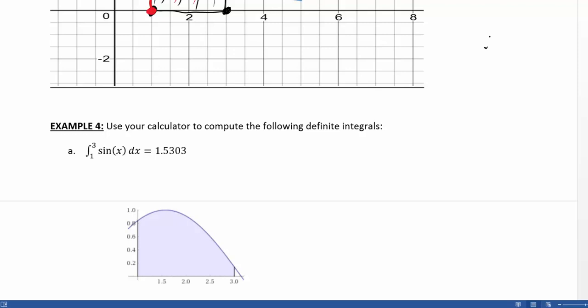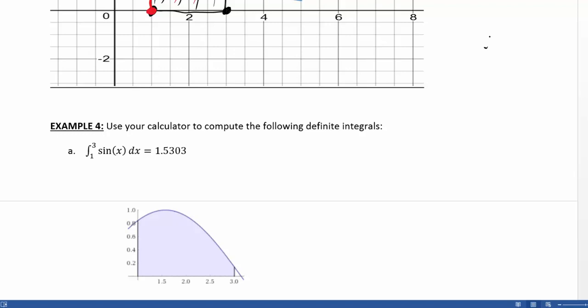In the main Blackboard folder, under Chapter 5, there's some links to some YouTube videos for various TI calculators that will instruct you on how to calculate the definite integral. You can also Google it, or if you have your manual, you can look that up as well. So, use your calculator to compute the following definite integrals.